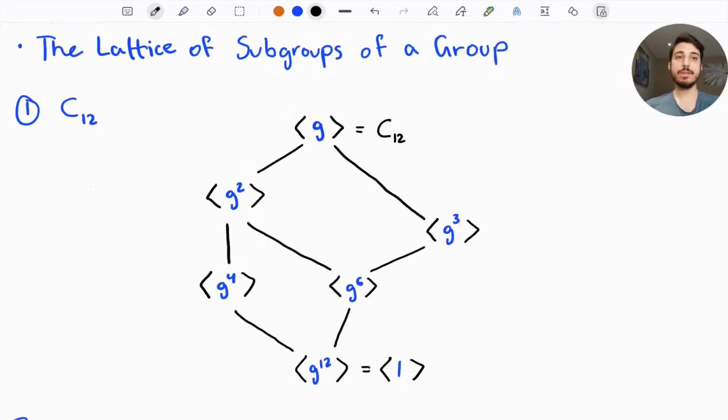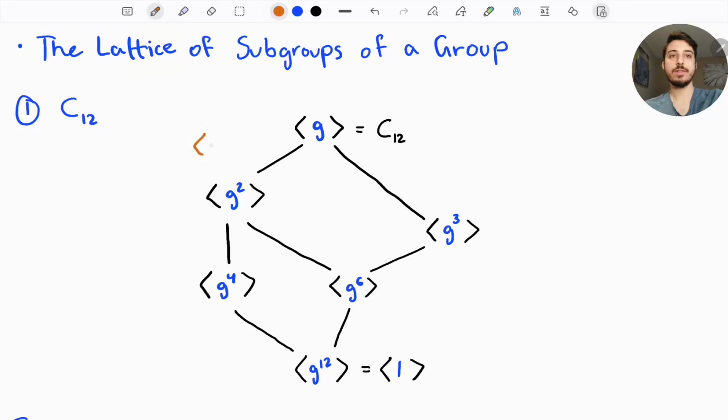The last part of this lesson is a fun exercise in visualizing groups and subgroups. It is called the lattice of subgroups of a group. The first example being if we have the cyclic group C12 of 12 elements, all the subgroups can be found in the lattice here. Starting with the biggest subgroup, of course, being C12 itself, we have the subgroup of 6 elements generated by G squared, so it's 0, G squared, G to the 4, G to the 6, G to the 8, G to the 10. And here we have the cyclic subgroup of 4 elements, the cyclic subgroup of 3 elements, the cyclic subgroup of 2 elements, and the lines here just say that this is a subgroup of that.